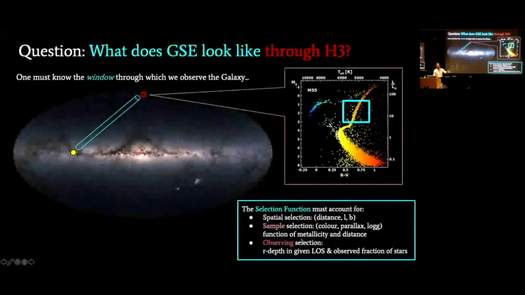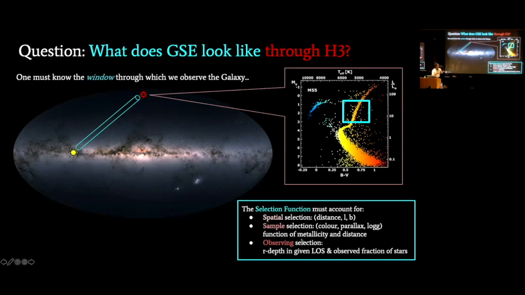Now, the second part of the question, which is what does GSE actually look like in the galaxy, is a bit more difficult to tackle because we have a selection function and a window function through which we observe the galaxy. We are unfortunately not located in the galactic center. That'd be really cool. But we look at it from this weird point of view from outside of the disk.